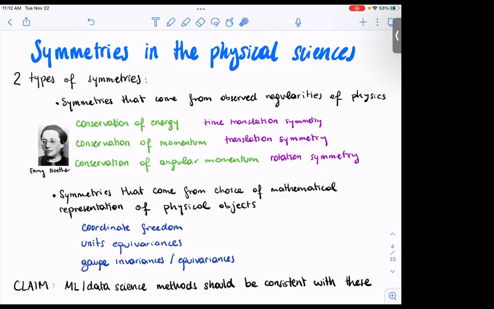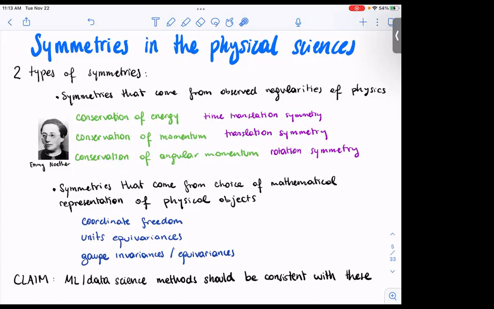If I represent the same physical system with a different set of mathematical objects, the prediction should be consistent to a change in the mathematical objects. And the claim of equivariant machine learning, and the claim that we want to make today, is that machine learning and data science models should be consistent with the symmetry, should be agnostic to the representation choices, or aware of the symmetries of the system. And that would give us better models, models that have a better generalization error, or that you can learn with fewer samples, better sample complexity and things like that.